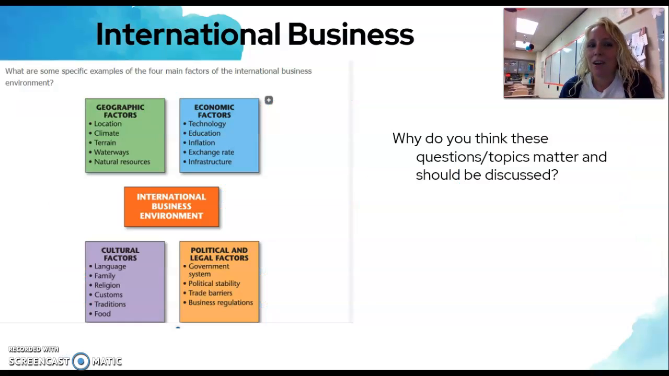All right, so now that we have our countries, let's talk a little bit about it. The chart I have over here has four factors listed. These are the four factors of international business in that business environment. And I ask, why do you think these topics matter or should be discussed? These include geographic factors, economic factors, cultural factors, and political and legal factors. So why do you think, no wrong answer, these questions should be discussed if we're talking about international business?